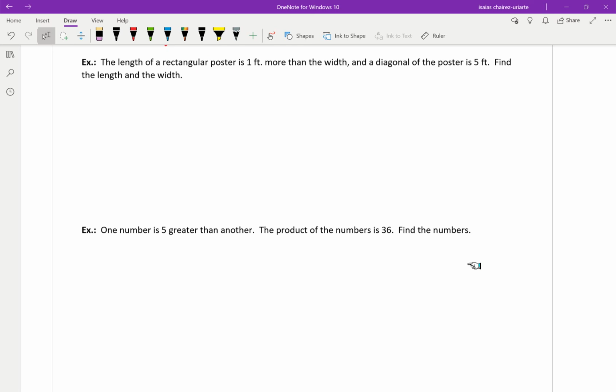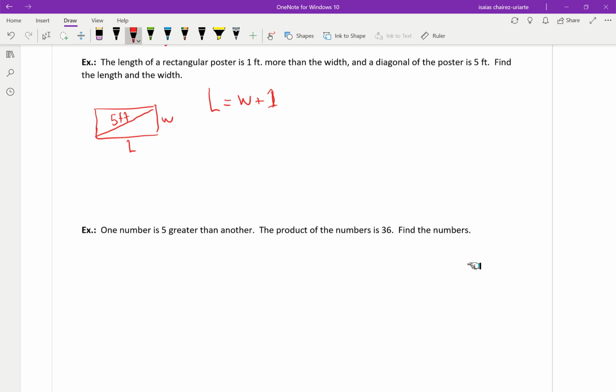So let's see. We have a little poster. It's supposed to be rectangular. So I'm going to call this the length. I'm going to call this the width. Right now what they're telling me is that the length of the rectangular poster is 1 foot more than the width. So W plus 1. So the length is 1 foot more than the width. And the diagonal of this poster, that's one diagonal right there, is supposed to be 5 feet.